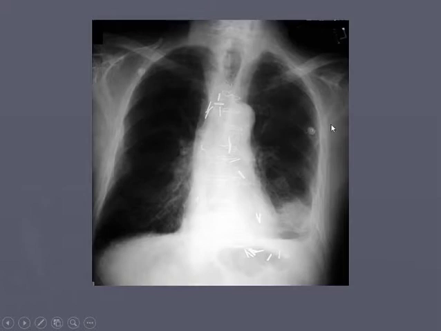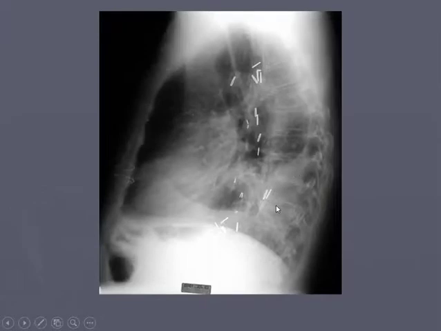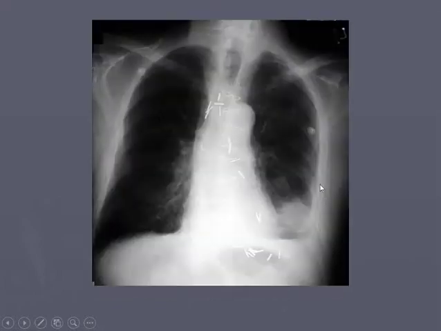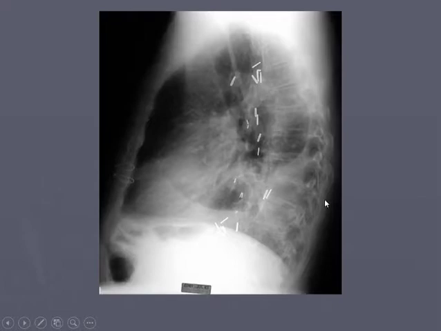This is a CABG patient. You can tell by the sternotomy wires and the old CABG lines. And then here in the base, we can see this hazy density down here. And again, looking at the lateral views, you can see this haziness down here on the lower lobes. So this again would be a left lower lobe atelectasis.